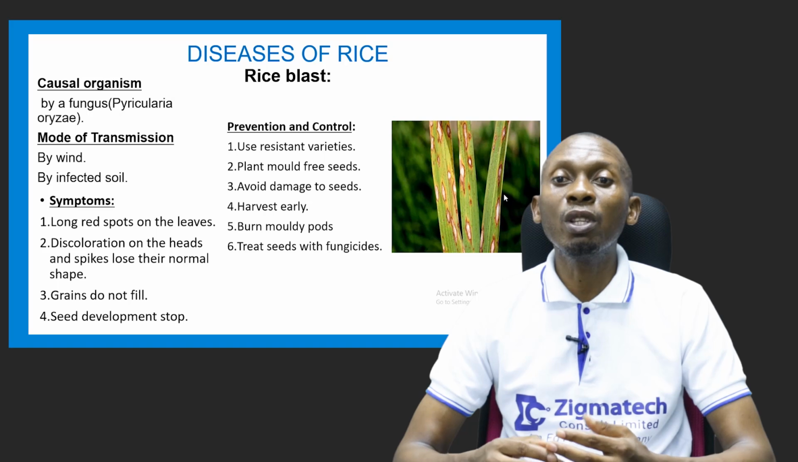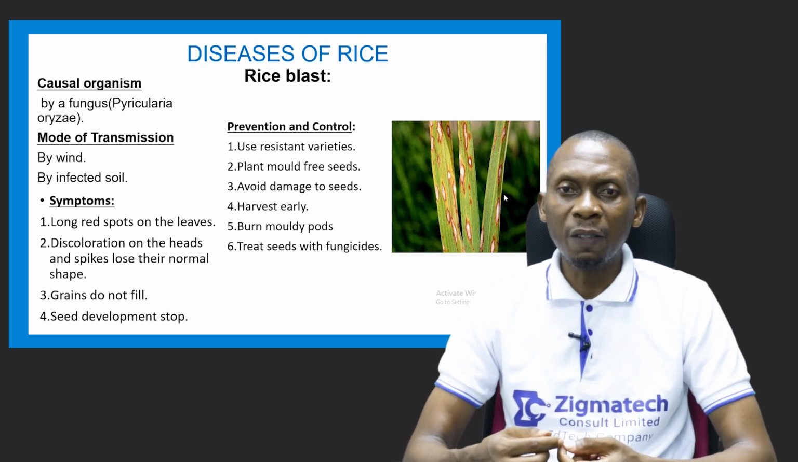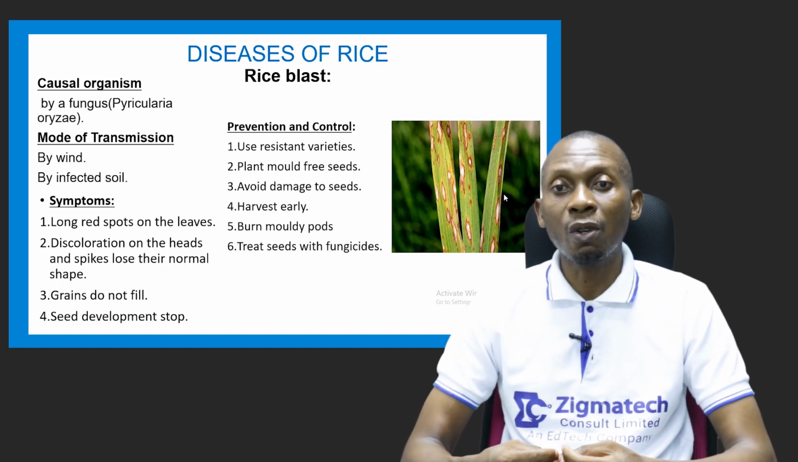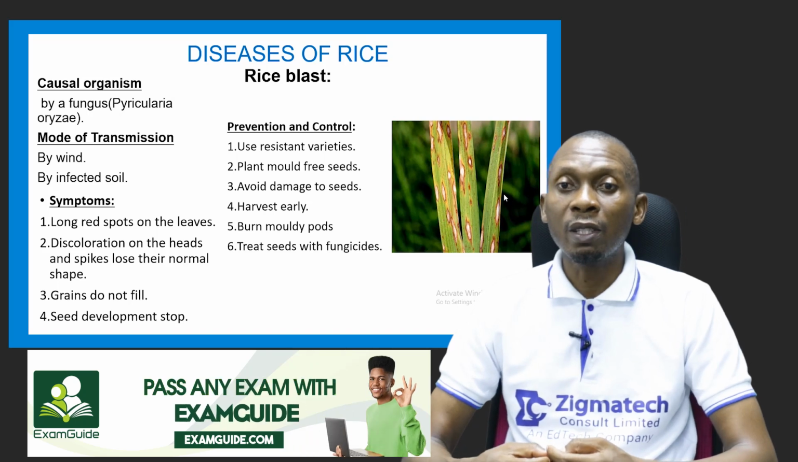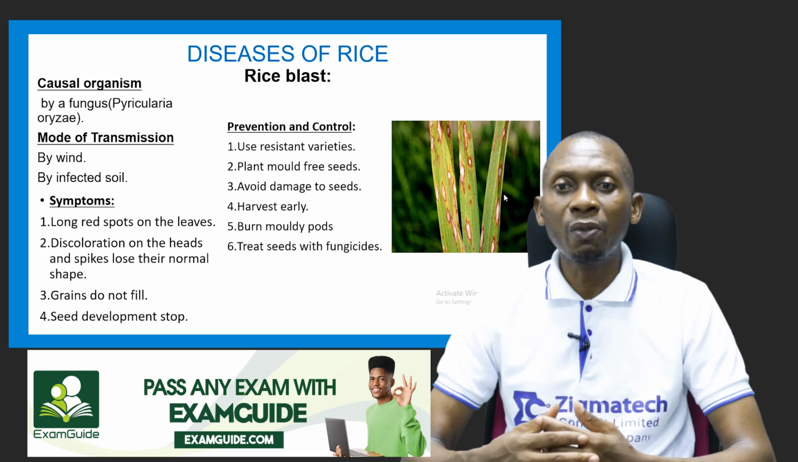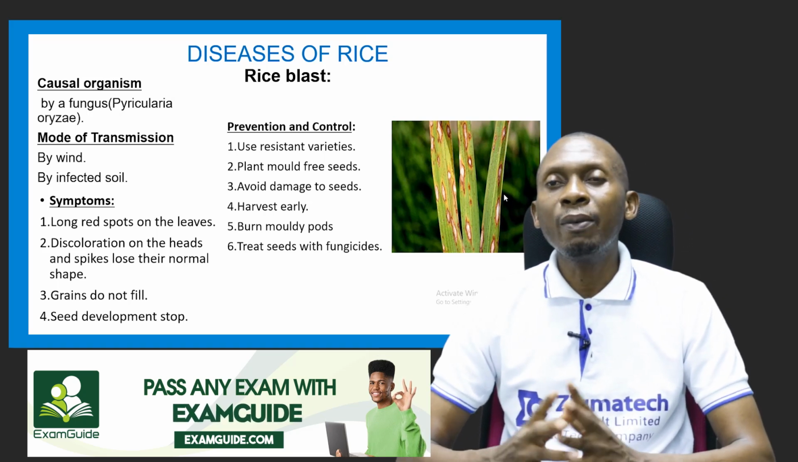Then the grains also will not fill. You see the grain, but actually there's no filling inside. You know, seeds have parts. Seeds have what is called the endosperm, which is like a food store. And then in those grains, that food store will be empty. So the grains will not fill. Then the seed development will actually stop. Now, how is this prevented?